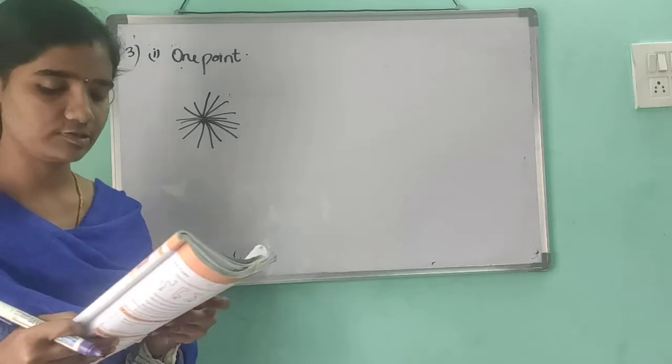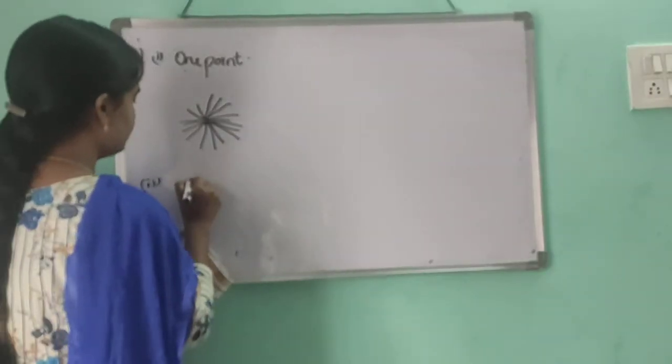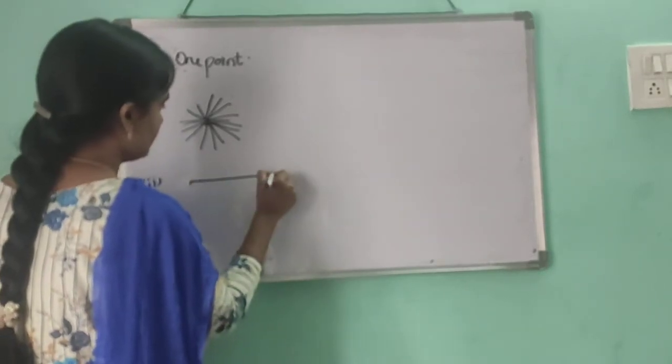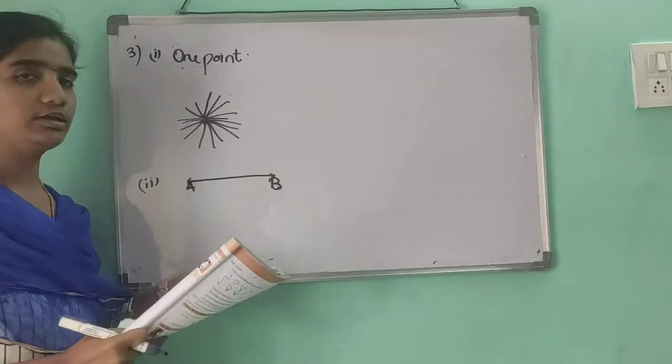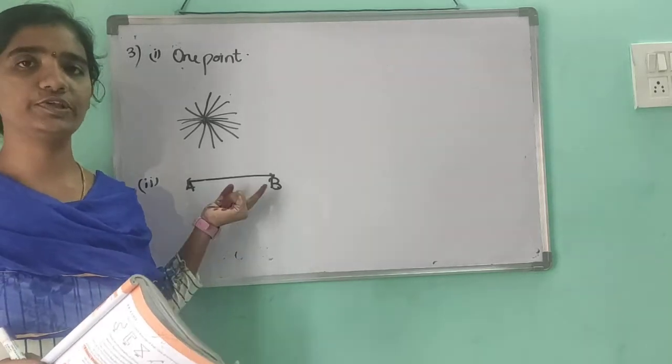So what are two distinct points? Here I am taking 2 points, A and B. In this way, we represent the two distinct points using a line.